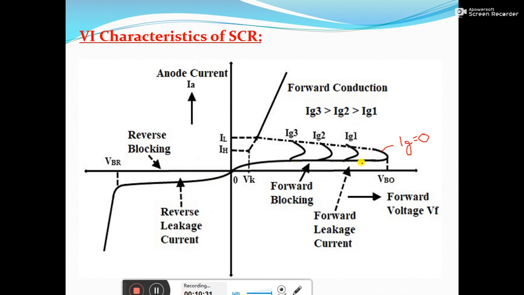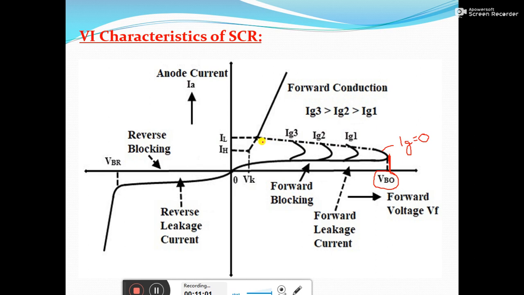Till the forward voltage is less than the breakover voltage, a very small amount of current, that is a leakage current, will flow till this point. This entire region of operation is known as forward blocking state or forward blocking region. Once the applied voltage becomes equal to the VBO, there is a breakover of the junction J2 here. All of a sudden the current is going to increase.